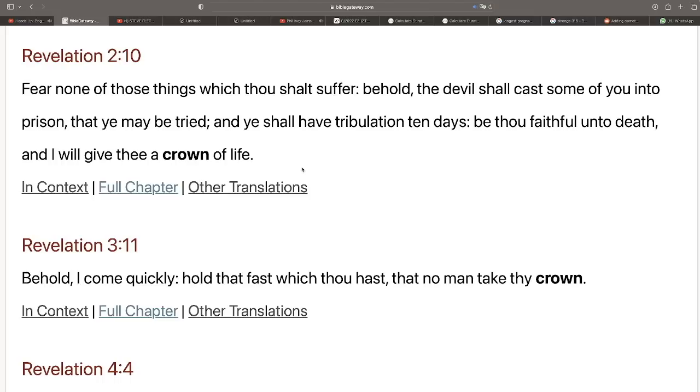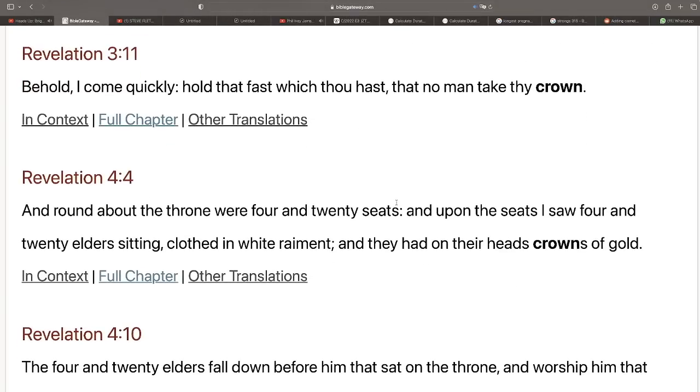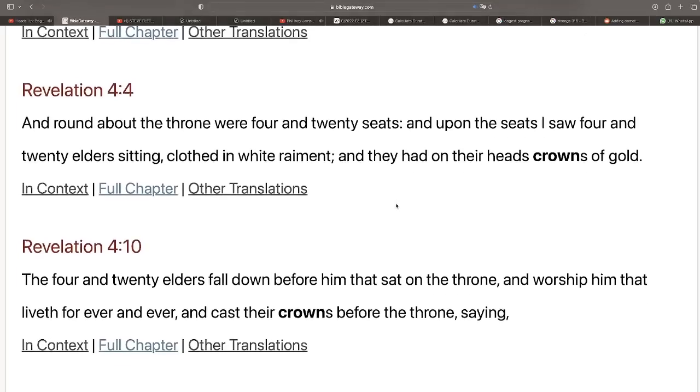And it's a virus that is a crowning achievement of the Antichrist, the coronavirus. Revelation 2:10, fear none of these things which thou shalt suffer. Behold, the devil shall cast some of you into prison, that ye may be tried, and you shall have tribulation 10 days. Be thou faithful unto death, and I will give thee a crown of life. Behold, I come quickly. Hold thou fast that which thou hast, that no man take thy crown.